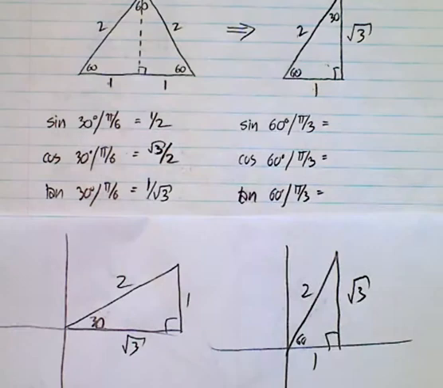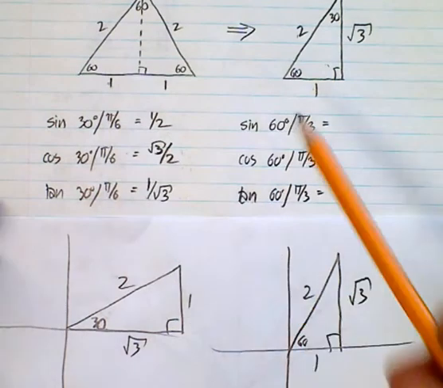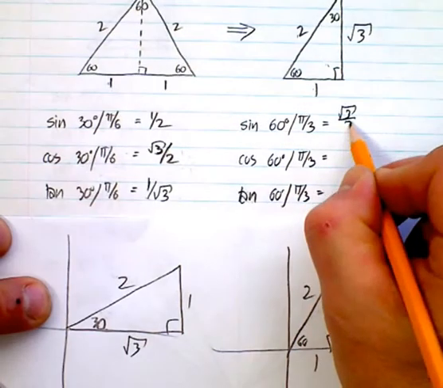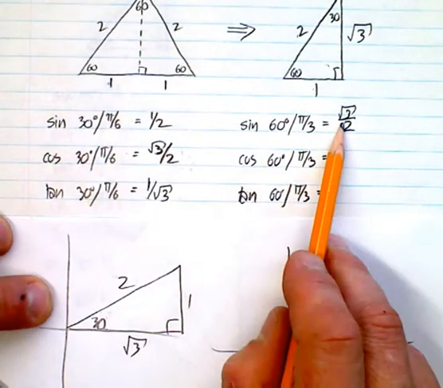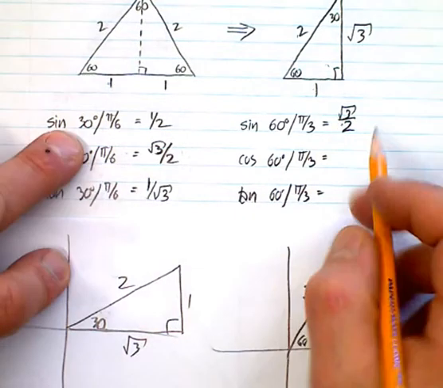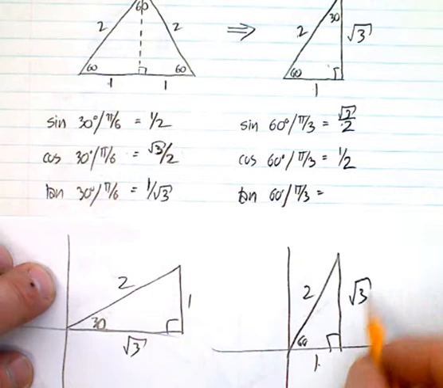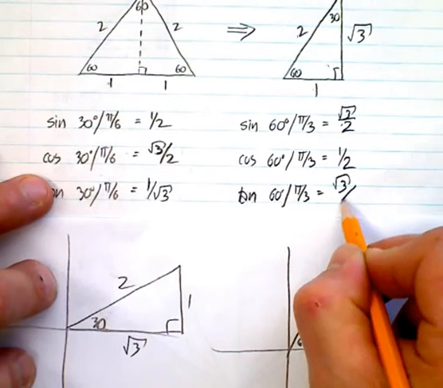Now notice that we also have the radian measure here as well. Okay, so now sine 60 would be √3 over 2. Notice that cos 30 and sine 60 are the same. Cos 60 and sine 30 will also be the same, right? Cos 60 is 1/2, and tan 60 is √3 over 1.